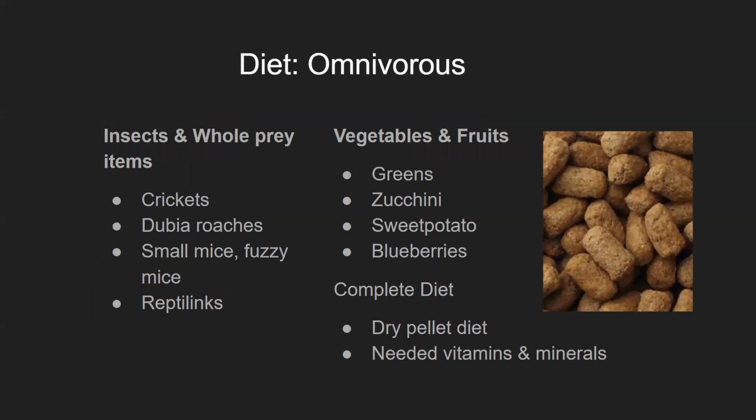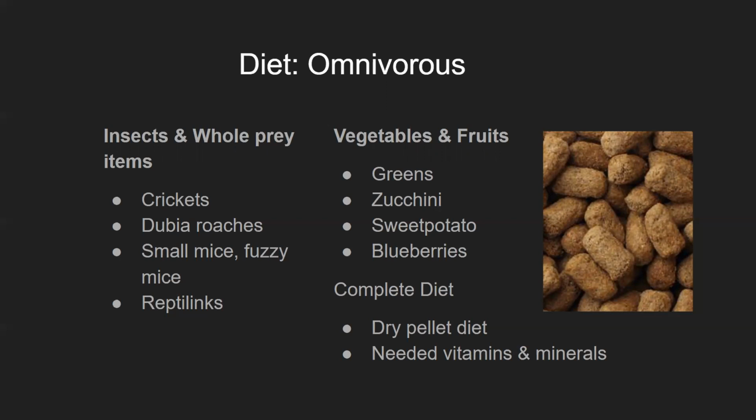Diets, these guys are absolutely omnivorous. They have pretty hefty jaws. If you ever look at them, they're pretty stocky little things. And a lot of that sturdiness up top towards their head is some pretty decent jaw muscle. All right, so insects and whole prey items, lots of different variety in the insects. They will absolutely in the wild take advantage of small mammals, reptiles, amphibians if they come across them.